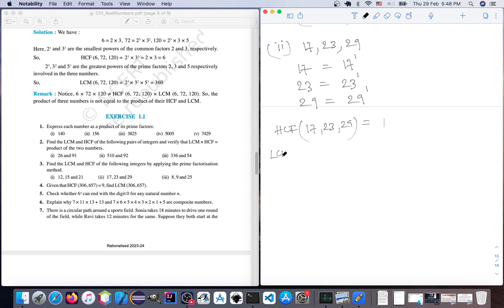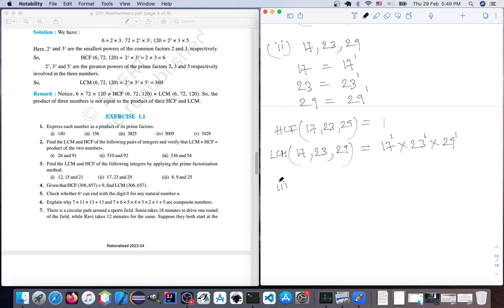LCM: we first write down all the prime factors, which are 17, 23 and 29, and for the powers, we consider the smallest powers, and definitely the smallest powers will be 1, 1 and 1.